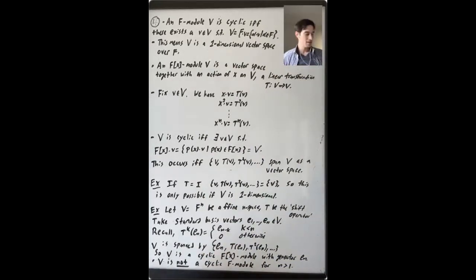All right, so this sort of brings up a question, which is, if you're given an F bracket x module, how do you tell whether it's cyclic? Is there a nice characterization of the ones that are cyclic? And we'll come back and talk about that more later.